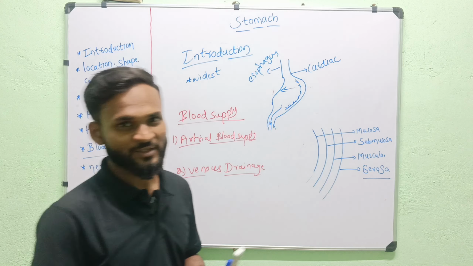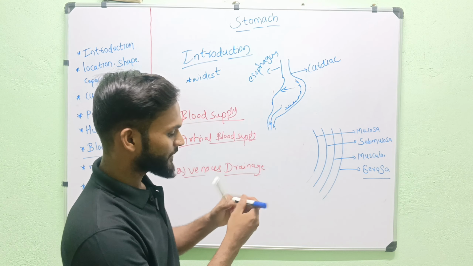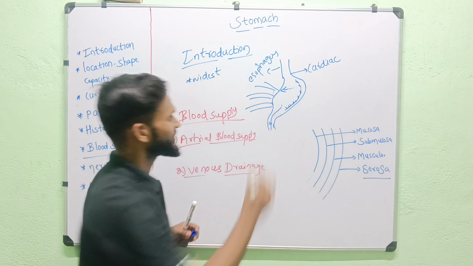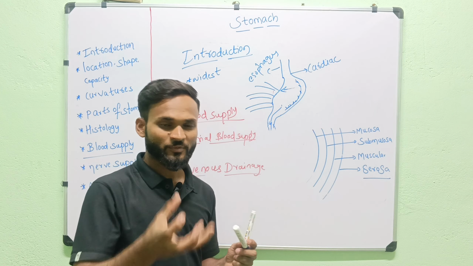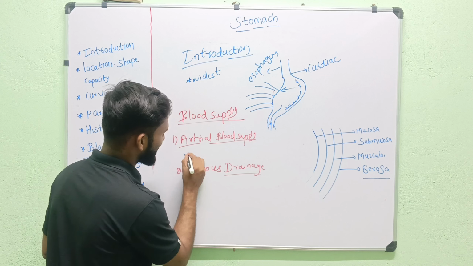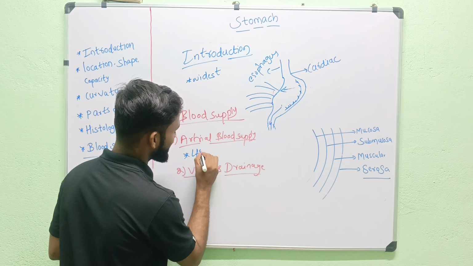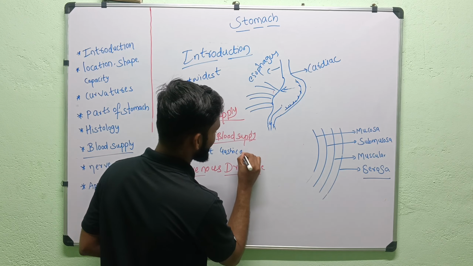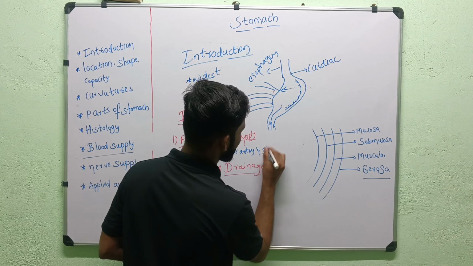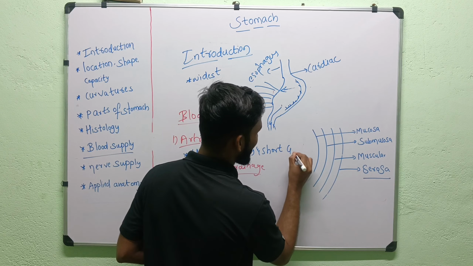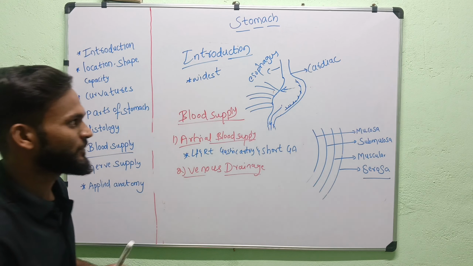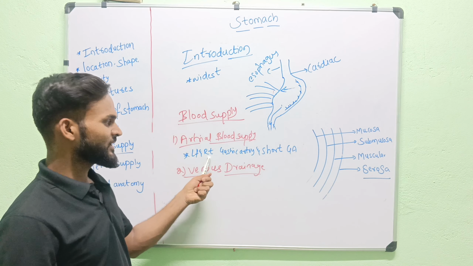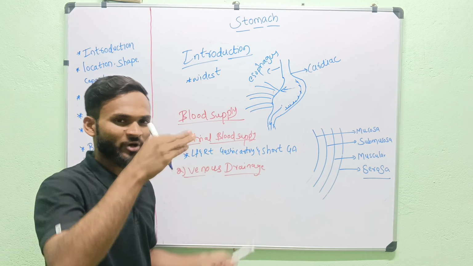Arterial blood supply is done mainly by arteries which are going to supply the purified blood to your stomach. We have many arteries, but especially three arteries supply the purified blood to your stomach for its proper functioning. The arteries are the left and right gastric arteries, then the short gastric artery. One is the right gastric artery, another is the left gastric artery, and the last one is the short gastric artery.